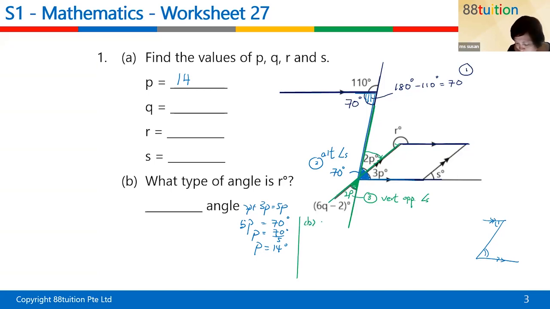So what you need to do to find angle q is to have 2p degrees, which will give you 14 times 2, and that gives 28 for this angle here, right? So I know that this is 28. I'm going to write it here. I'm going to make use of 6q minus 2 degrees is equal to 28 degrees. So 6q minus 2 is equal to 28. So 6q will give me 30 because of that. So my q will be 5 for that reason. Okay?